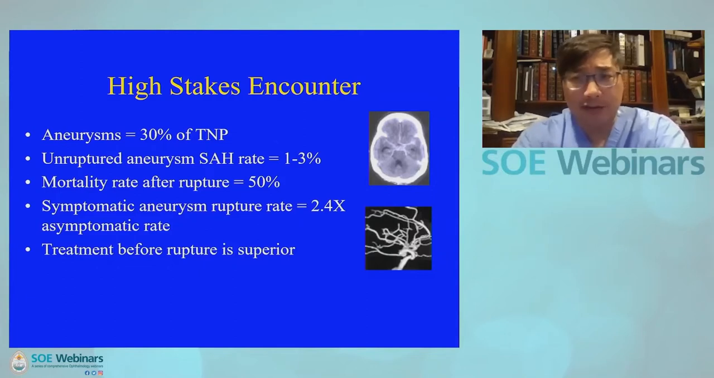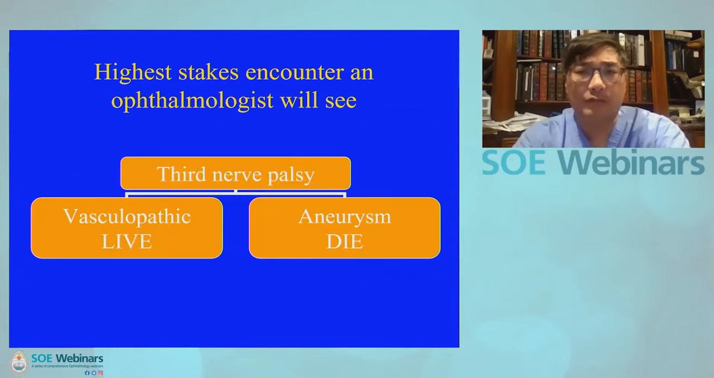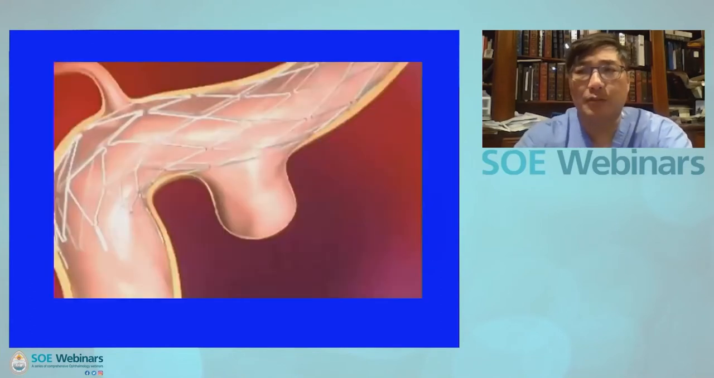And the symptomatic aneurysm rupture rate is 2.4 times higher than the asymptomatic rate. And so we'd like to treat this aneurysm before the rupture. This is the highest stakes encounter that an ophthalmologist will see. In the typical 60-year-old with hypertension and diabetes, this patient could be a vasculopath, in which case it's just going to go away by itself, or it's going to rupture and they're going to die. Half the people who survive the rupture and the subarachnoid hemorrhage are permanently neurologically impaired. And so treating the patient before the rupture is super important.